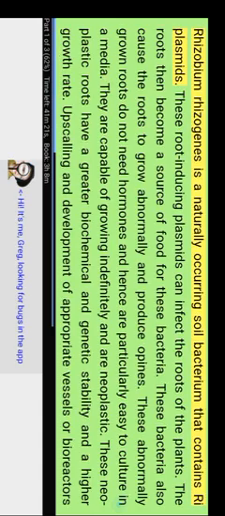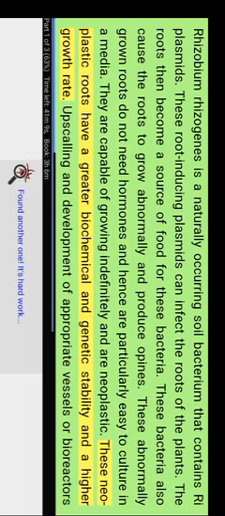Rhizobium rhizogenes is a naturally occurring soil bacterium that contains root plasmids. These root-inducing plasmids can infect the roots of the plants. The roots then become a source of food for these bacteria. These bacteria also cause the roots to grow abnormally and produce opines. These abnormally grown roots do not need hormones and hence are particularly easy to culture in a media. They are capable of growing indefinitely and are neoplastic. These neoplastic roots have a greater biochemical and genetic stability and a higher growth rate.